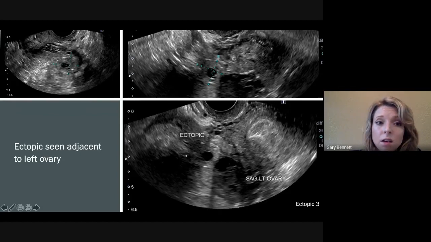Here's that isoechoic ectopic again. It's super easy to just sweep right past that sucker. But that's quite clearly an ectopic when you dig into it a little bit more.